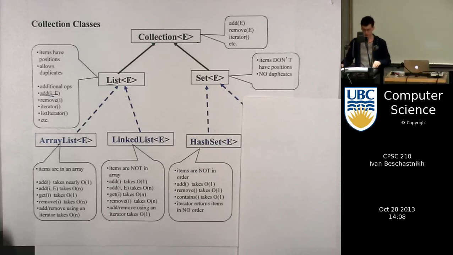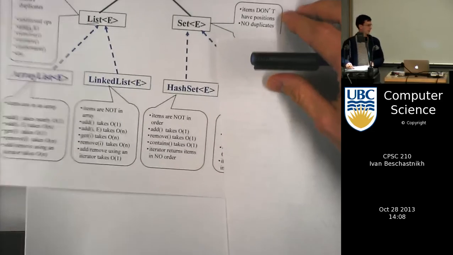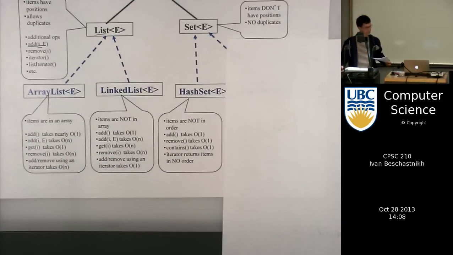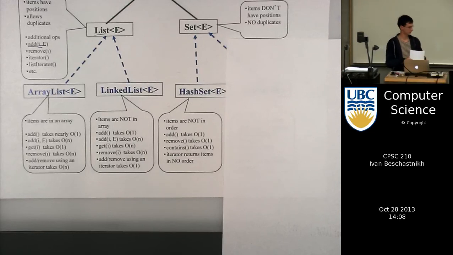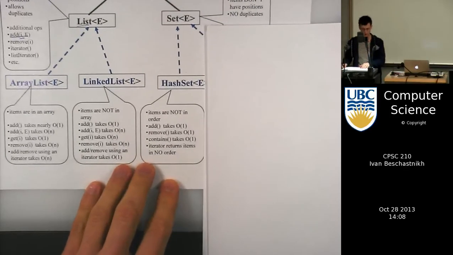Okay? So how many of you know what an array is? Have heard the word array? So what do you think an array is? Like a list of numbers and essentially a vector, I guess. Right. So an array is one way to implement a list.